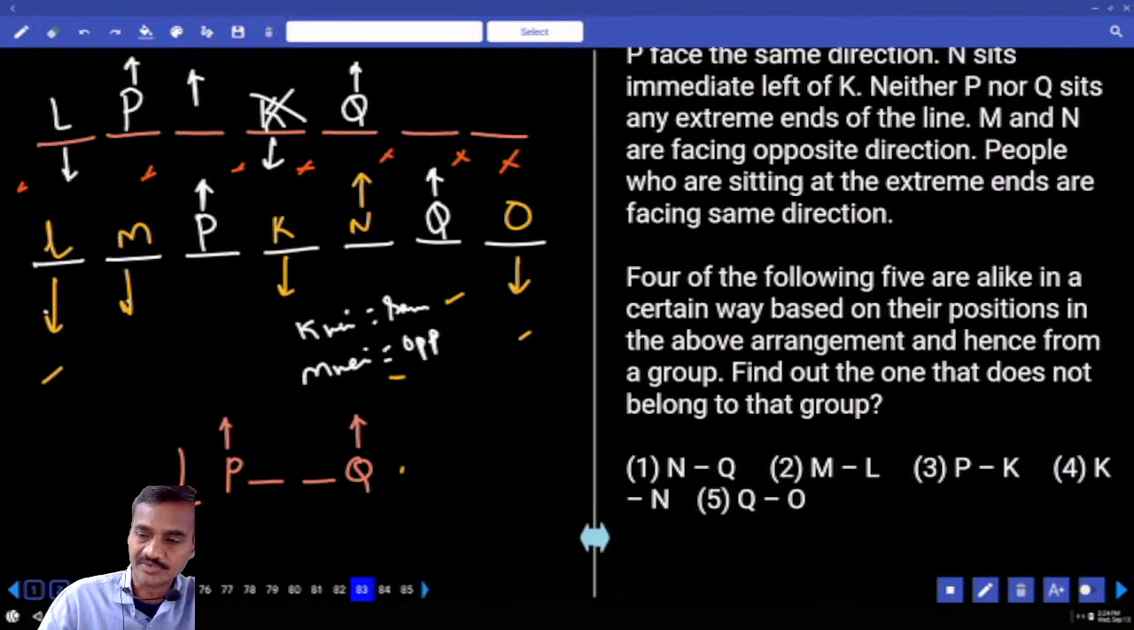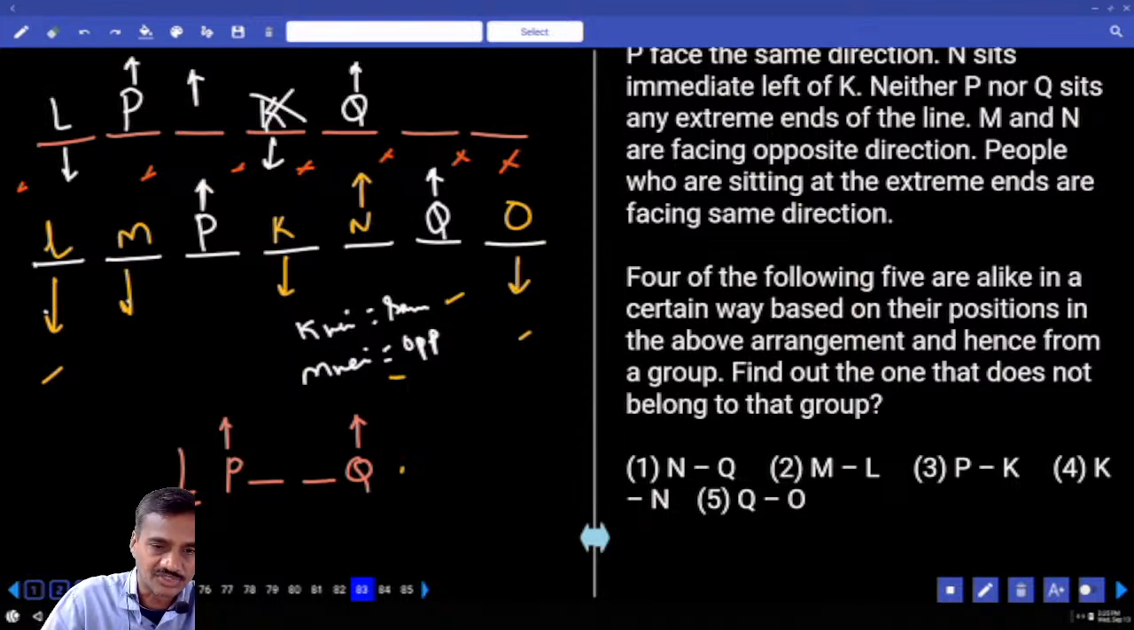And 83, odd one out. Now N and Q, they are adjacent to each other. M and L adjacent. P and K adjacent. K and N, they are adjacent. And Q and O, they are also adjacent. Clear? So all the pairs are adjacent.